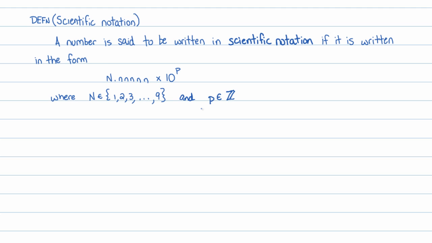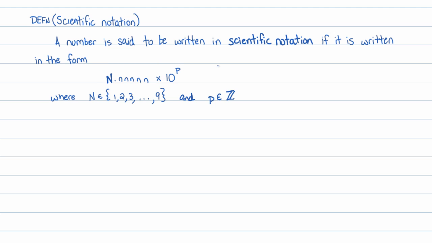So the definition goes like this: a number is said to be written in scientific notation if it is written in the form capital N, dot, that's a decimal point, and then just a bunch of little n's after those. Each of those little n's are just digits, like 1, 5, 1, 2, 8, or something like that. So capital N dot little n, little n, little n, little n, little n times 10 to the p.